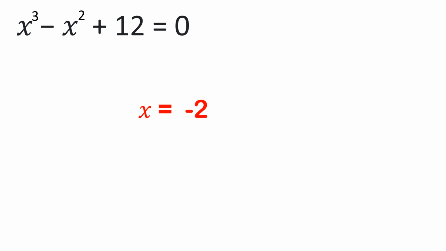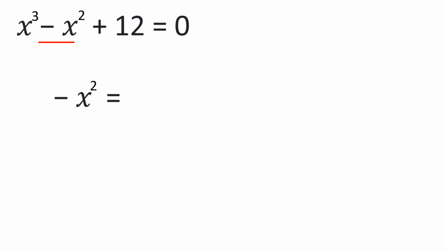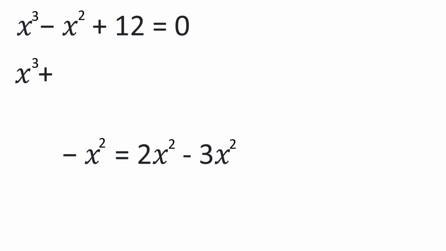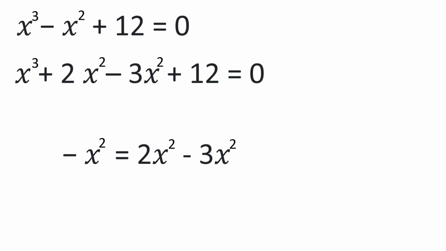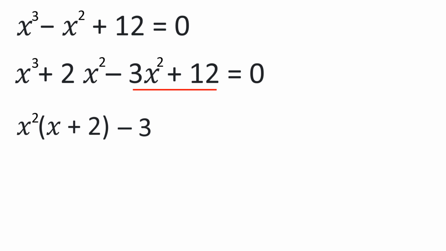To do that, we can write minus x squared as 2x squared minus 3x squared, because 2 minus 3 is minus 1. So rewrite this as x cubed plus 2 times x squared minus 3 times x squared plus 12 equals 0. Now take x squared as common from this to get x squared times x plus 2, and from the next part, take minus 3 as common to get minus 3 times x squared minus 4.